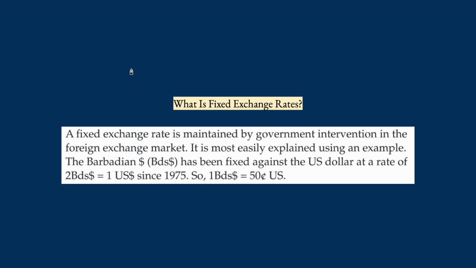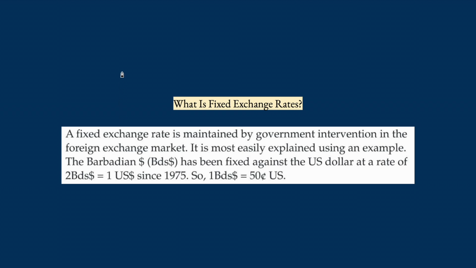But now let's talk about how it is maintained. As we mentioned before, it is usually controlled by the government or the central bank of a given country. So a fixed exchange rate is maintained by government intervention in the foreign exchange market, the Forex market here. It is most easily explained using an example though. So we're going to take an example and look at a graph with this example on the next slide.